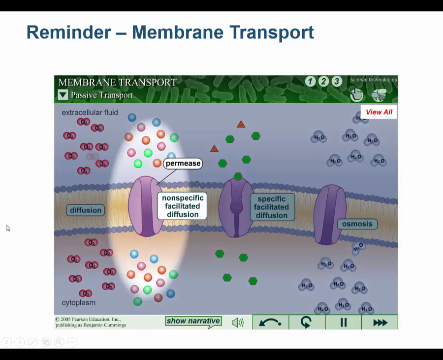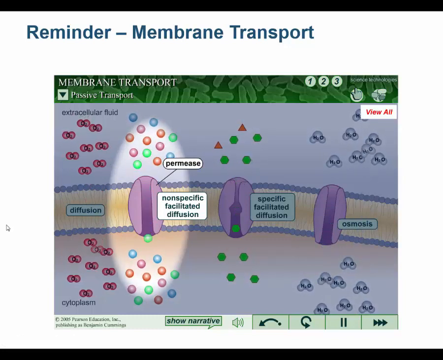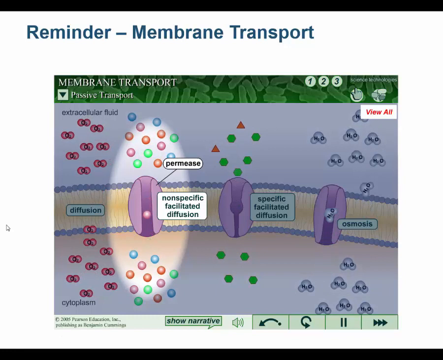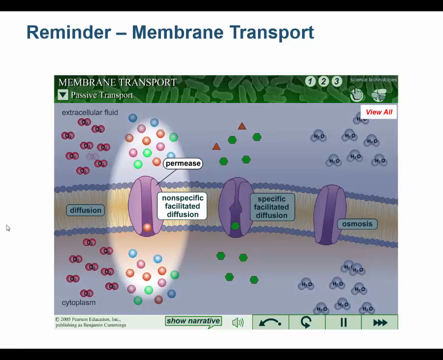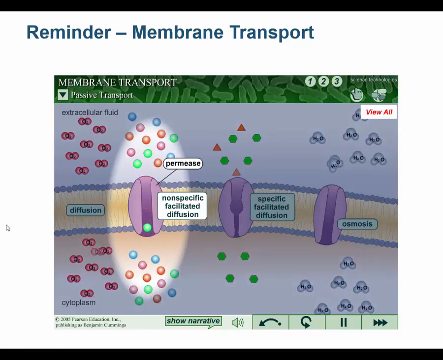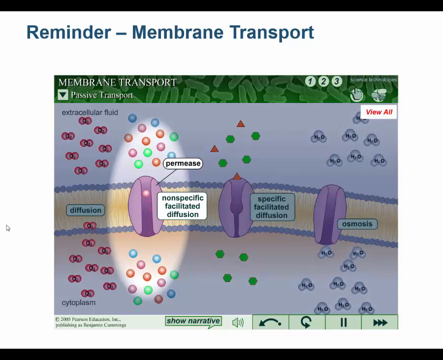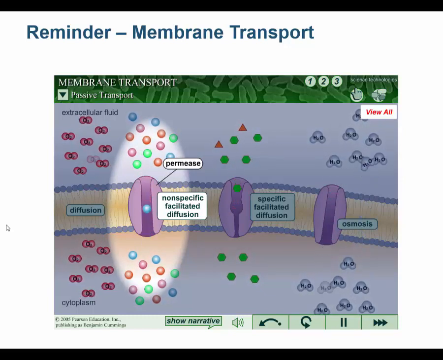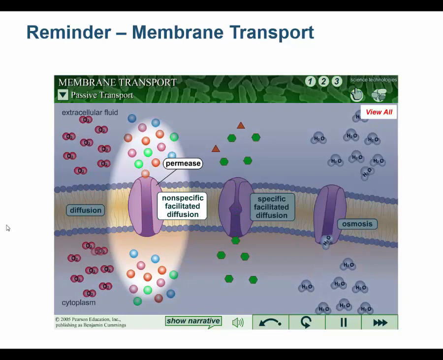Nonspecific facilitated diffusion is passive transport allowed by transmembrane proteins called permeases. In the case of nonspecific facilitated diffusion, these permeases allow a wide range of molecules that meet charge or size criteria to pass through their channel.